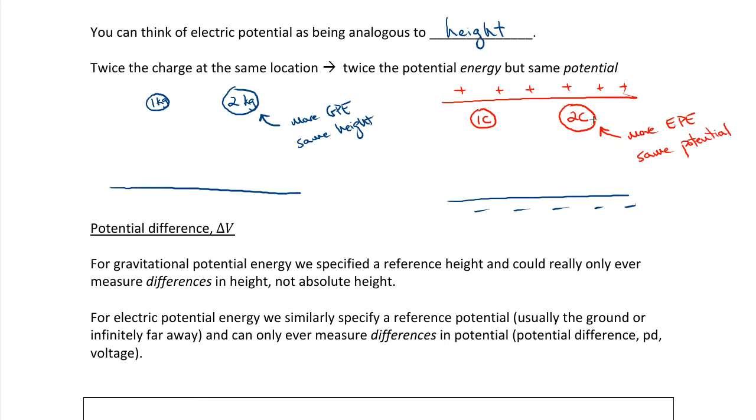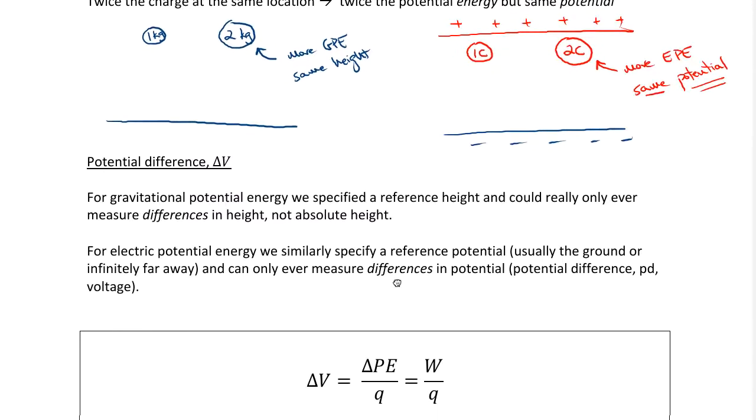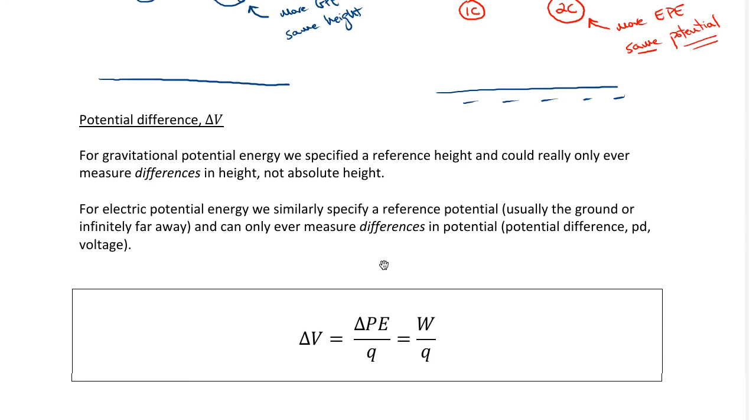It has twice as much electric potential energy, but it also has twice as much charge, and so has the same potential energy per unit charge, in other words, the same potential. Now, if we think again to our height situation, remember we've always specified a reference point for height, and really we've only been interested in differences in height. When you say that something is at a height of 5 meters, you always are implying it's 5 meters above something else, whether that's the ground or some other reference point.